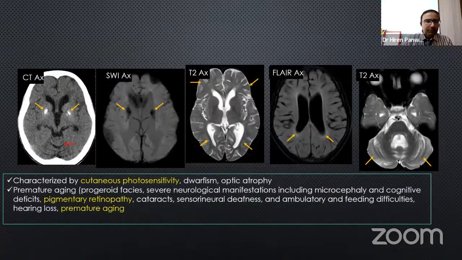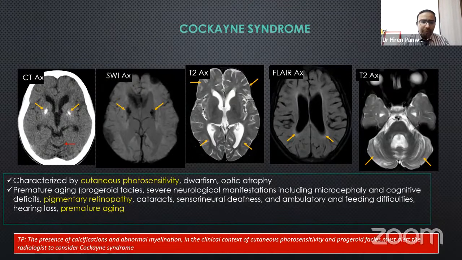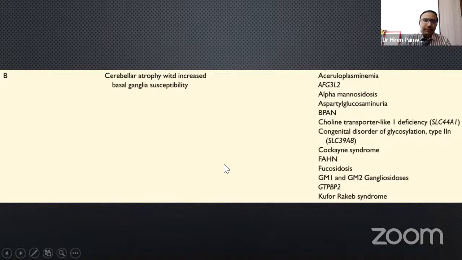Then this is another patient who can have a variable degree of hypomyelination or white matter abnormality. But if there is a history of cutaneous photosensitivity, dwarfism, and progeroid-like faces, when you see this kind of imaging appearance of variable hypomyelination or white matter signal intensity abnormality with susceptibility on SWI, which is calcification in the basal ganglia, with the cerebral atrophy, then this condition is called Cockayne syndrome. So when there is a classical clinical abnormality with this imaging manifestation, we can raise this possibility. So there are certain conditions which can have cerebral atrophy with basal ganglia susceptibility, and these are the examples of those conditions that you can see.